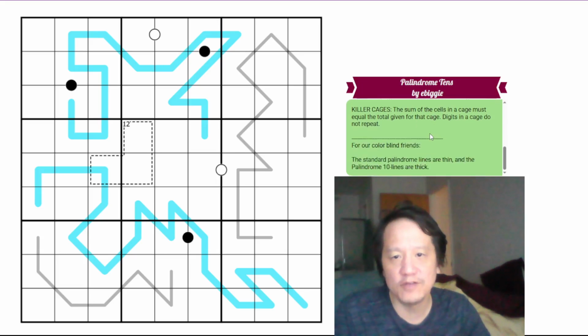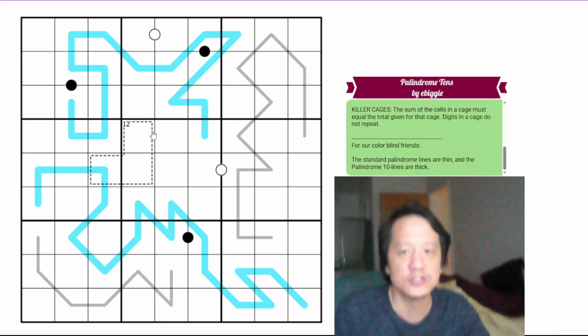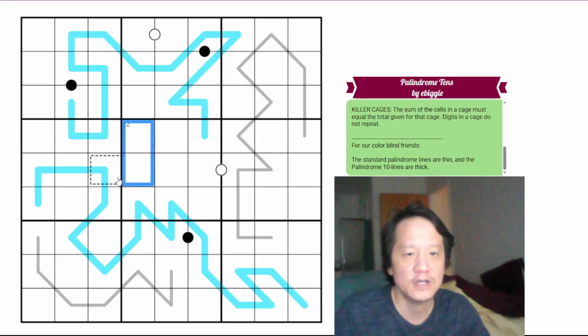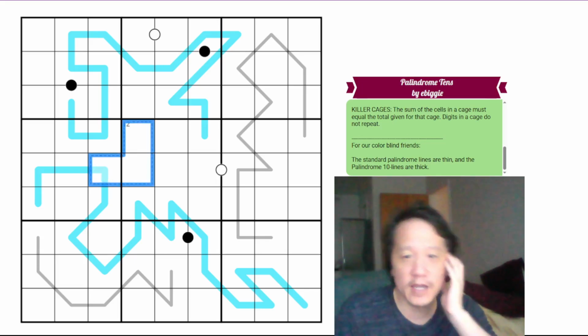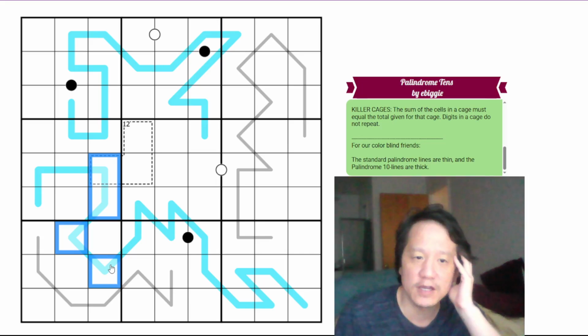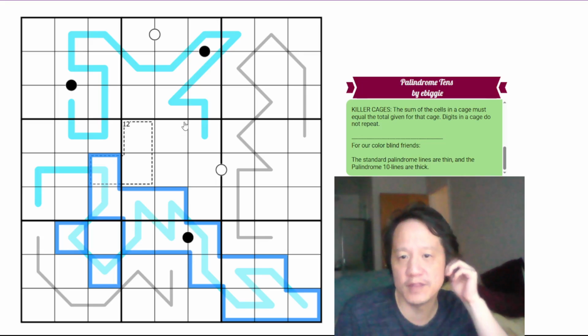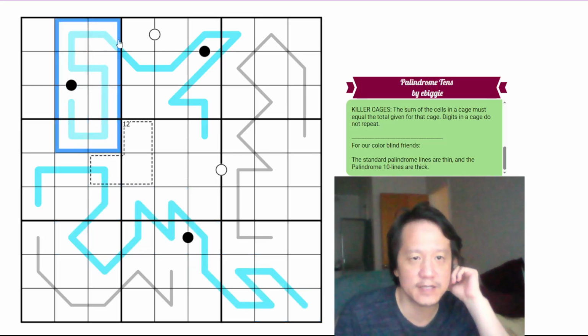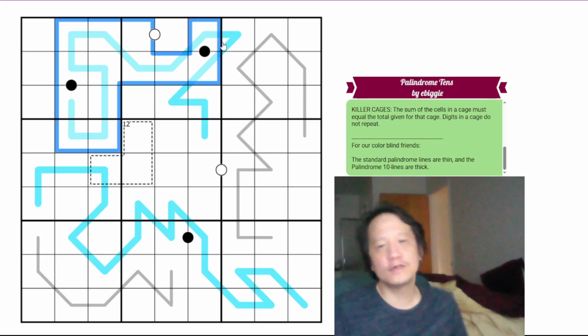We also have killer cages, where the sum of the cells in a cage must equal the total given for that cage, and digits in a cage do not repeat. So these 3 digits must add up to 12, and they cannot have repeats. And for our colorblind friends, the standard palindrome lines are thin, and the palindrome 10 lines are thick. So this is one of the thick palindrome lines, and this is another one. And those are all the rules.